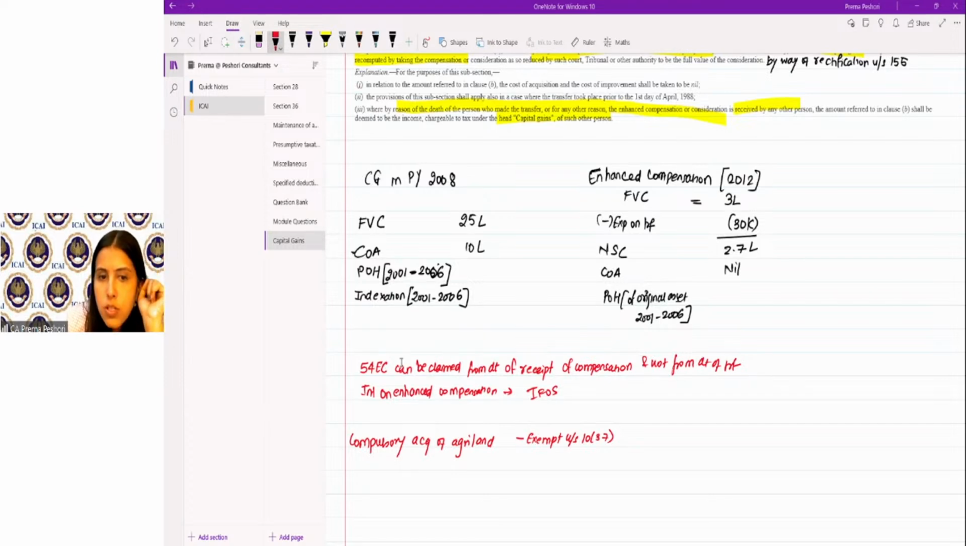Now the question was whether this negotiation which happened between the assessee and the government, by virtue of which a higher compensation was given to the assessee, whether in that case, this higher compensation after the negotiation will alter the character of the compulsory acquisition. So in this particular case, what did the Supreme Court hold?